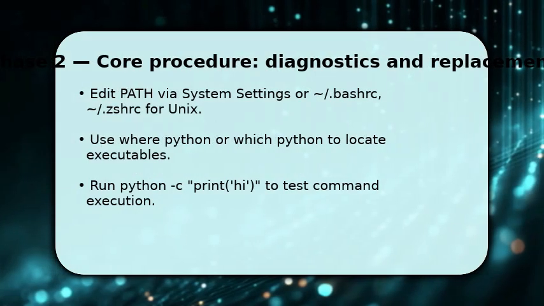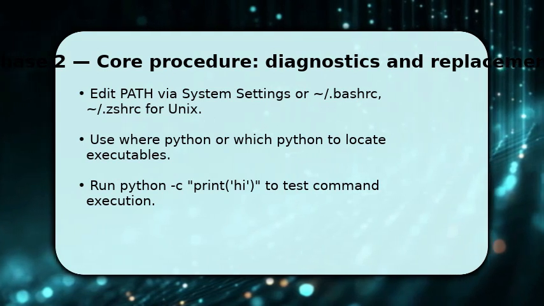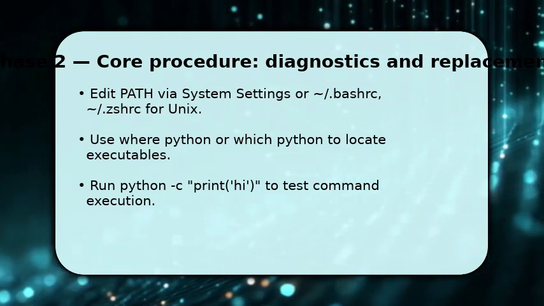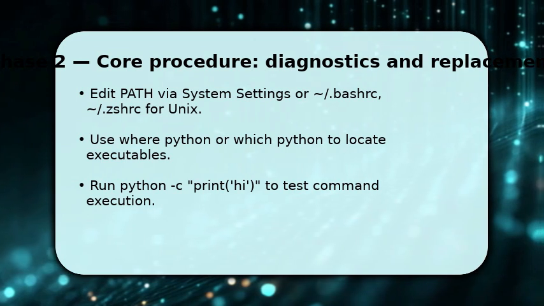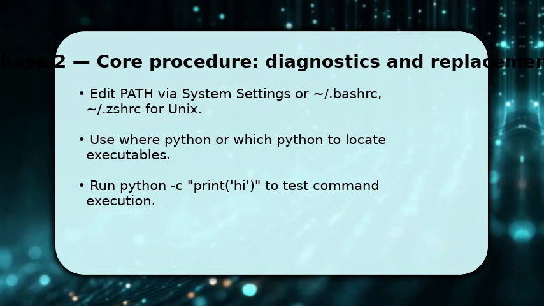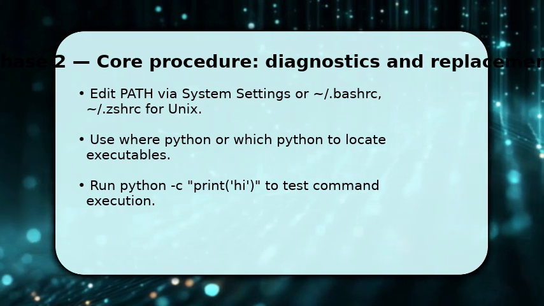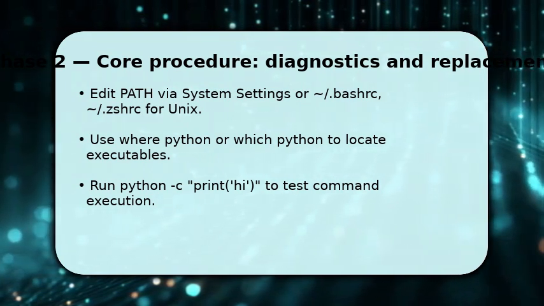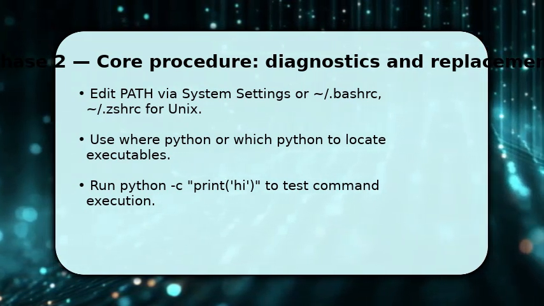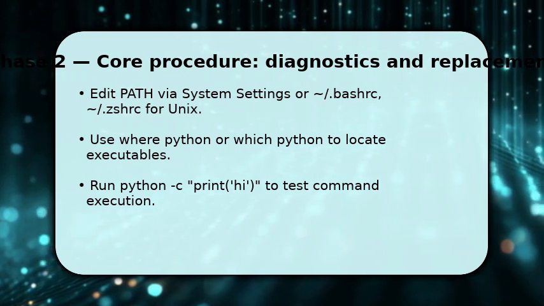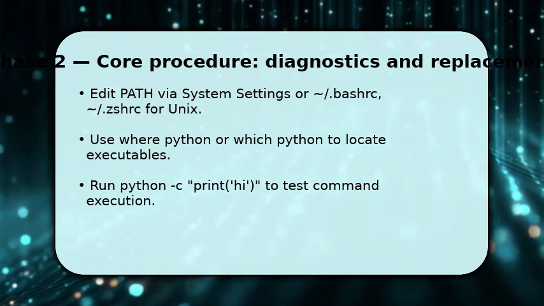Next, set or fix PATH so the command prompt finds Python. On Windows, use System Settings, then Environment Variables, add the install folder, then open a new command prompt. On Mac/Linux, export PATH in ~/.bashrc or ~/.zshrc and source the file. Use where python or which python to confirm the path to the executable.